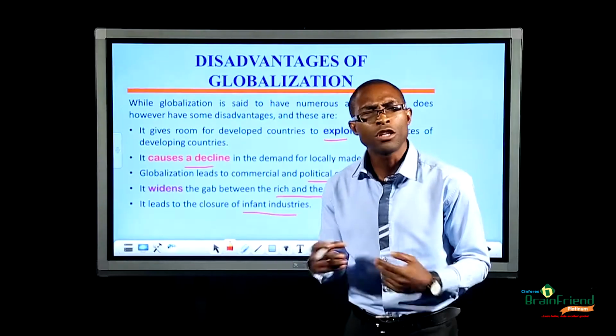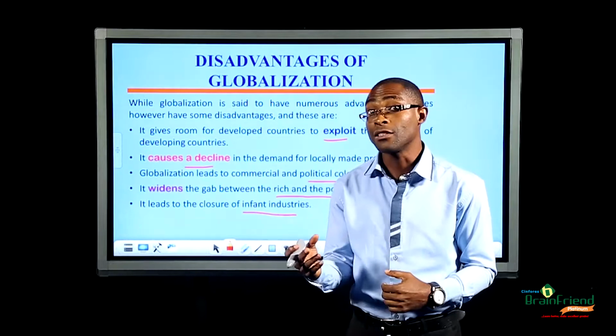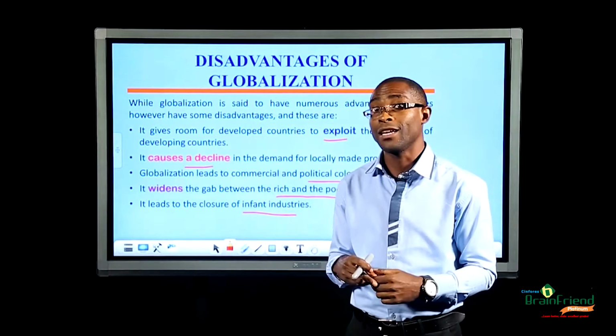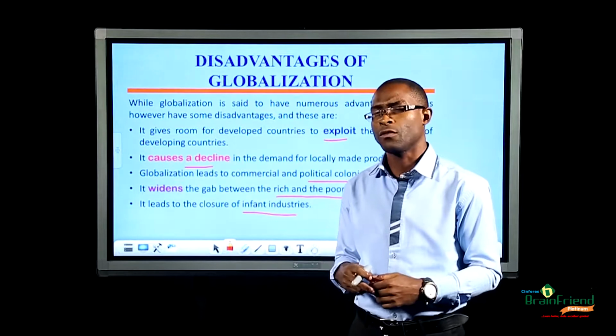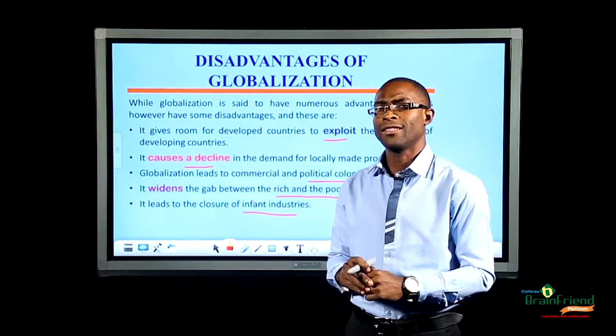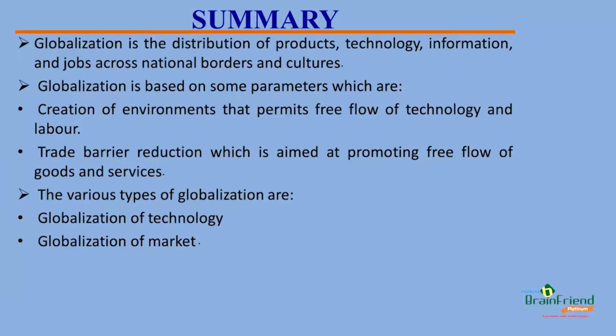Having looked at what globalization is, the parameters of globalization, conditions for globalization, advantages and disadvantages of globalization, let's summarize this class. In this class, we learned that globalization is the distribution of products, technology, information, and jobs across national borders and cultures. We also learned that globalization is based on some parameters, which are creation of environments that permit free flow of technology and labor, and trade barrier reduction, which is aimed at promoting free flow of goods and services.